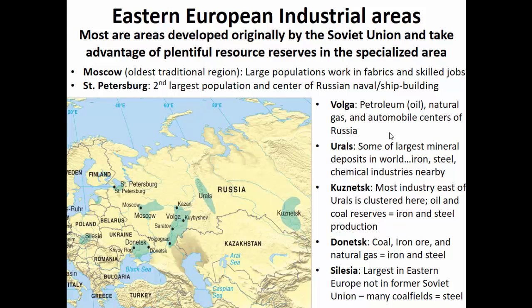In addition to the oil, in addition to the natural gas, we see lots of wealth up and along the Volga River, and that's why it's such a large region, because it goes along the river, on both sides of it.